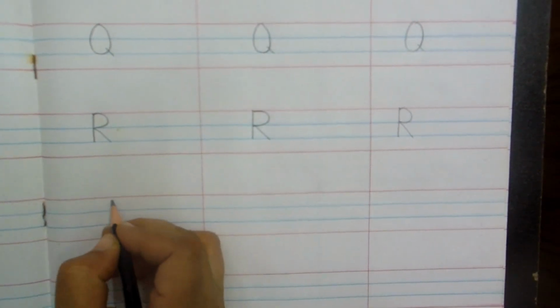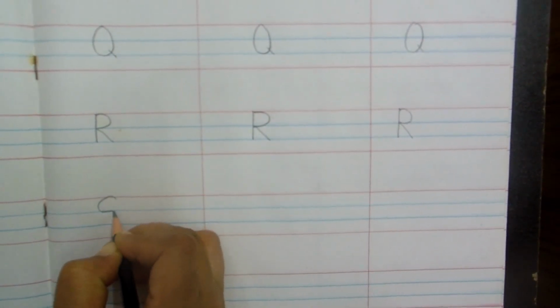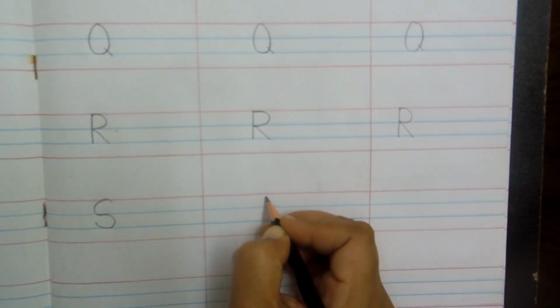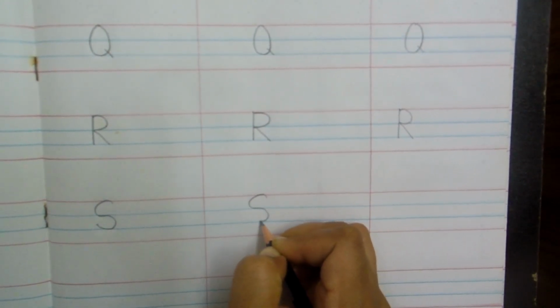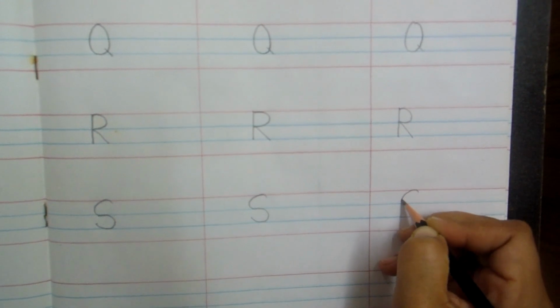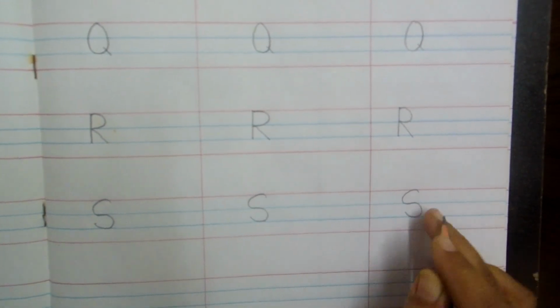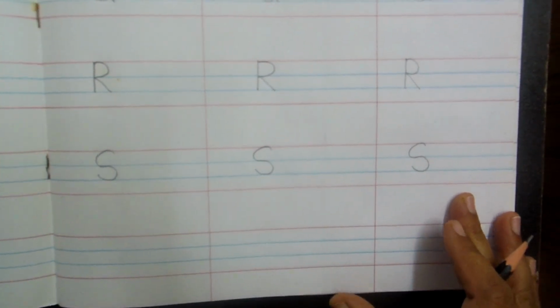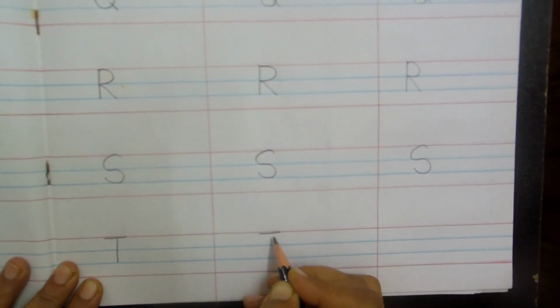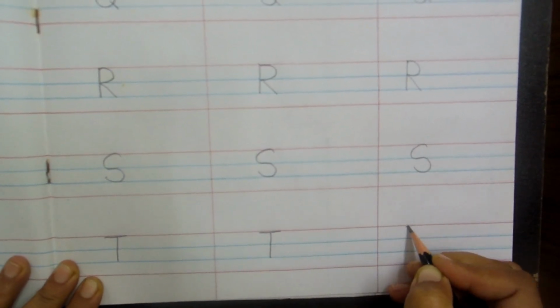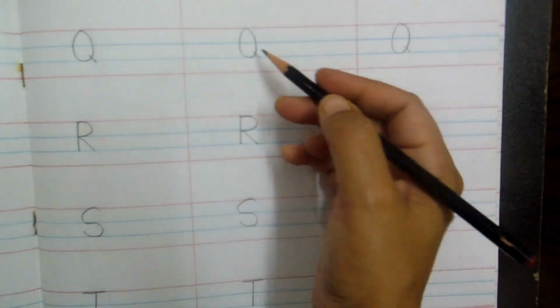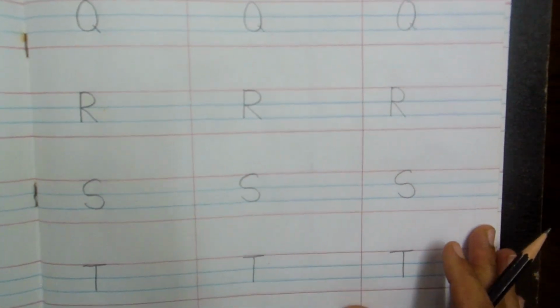Let us make S. One small curve, second small curve make S like this. Now let us make T. Sleeping line, standing line makes T. Q, R, S, T.